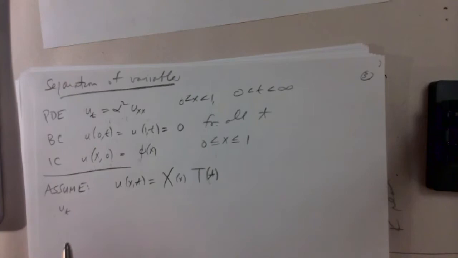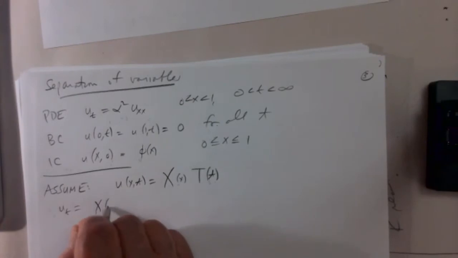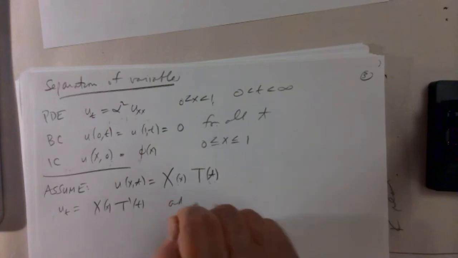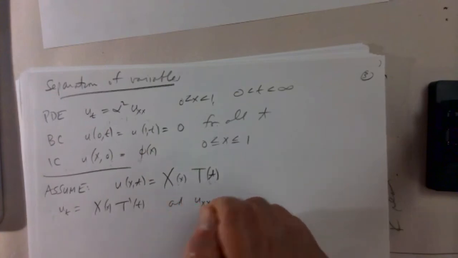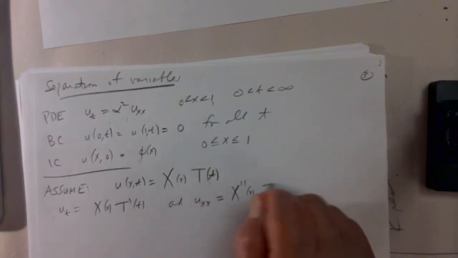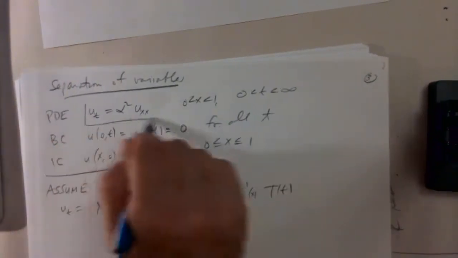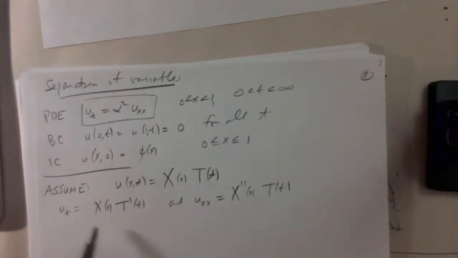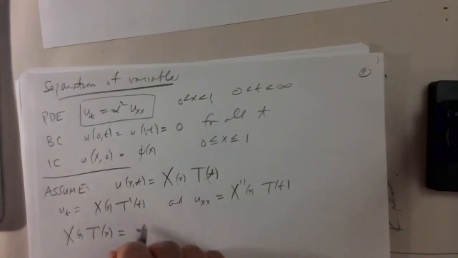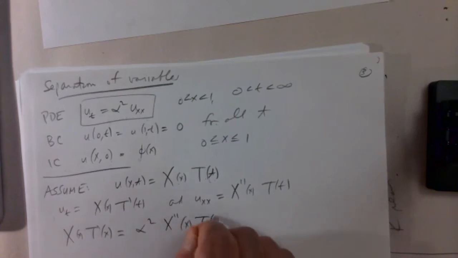So if we differentiate with respect to t, this is a constant with respect to t. This is the derivative, T prime of t. And if we take the second partial of u with respect to x, that's differentiating this twice with respect to x, and this is constant with respect to x. So if we plug this into our partial differential equation, we get X of x, T prime of t equals alpha squared X double prime of x T of t.